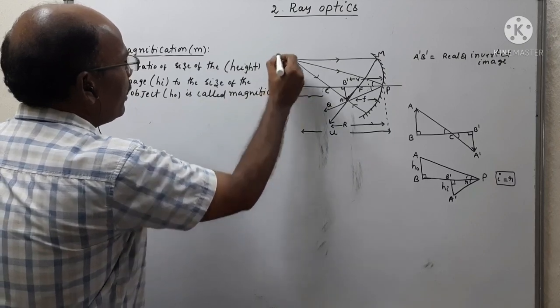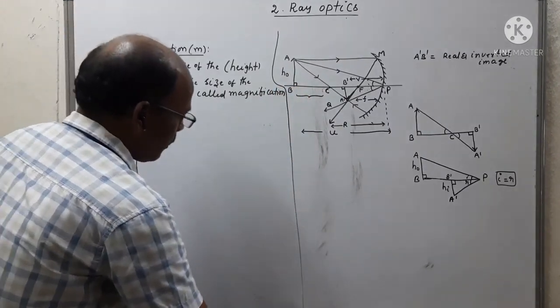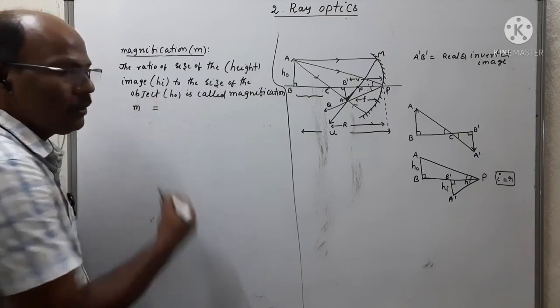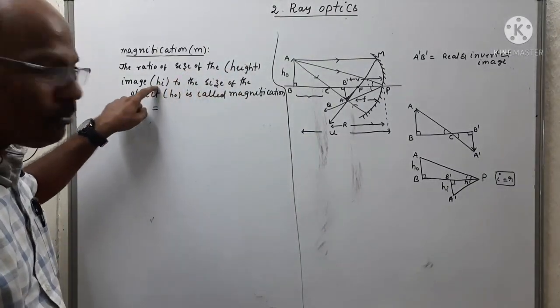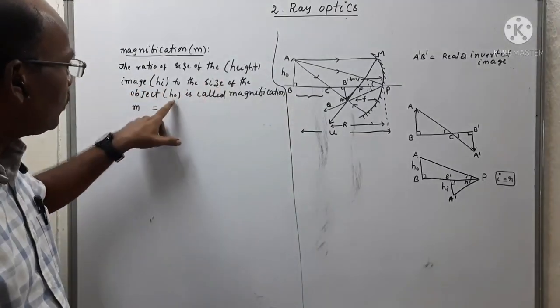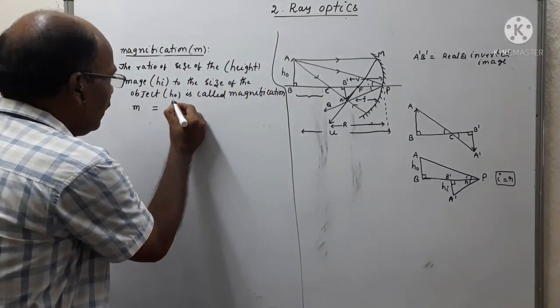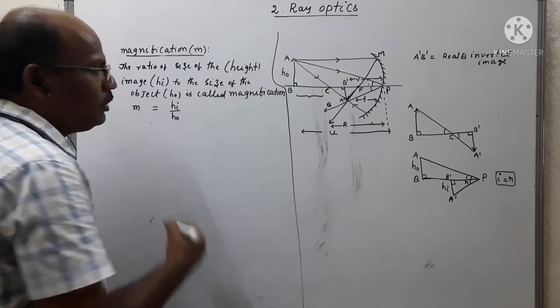This is called magnification. Magnification is represented by the letter M. M is equal to the size of the image, represented by h_i, divided by the size of the object, represented by h_0. So we can write h_i by h_0.